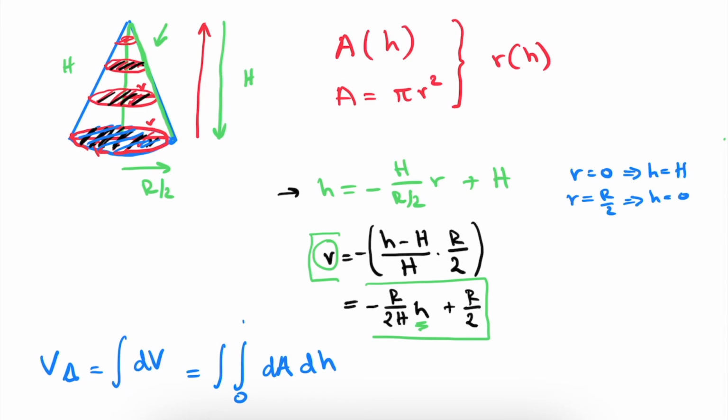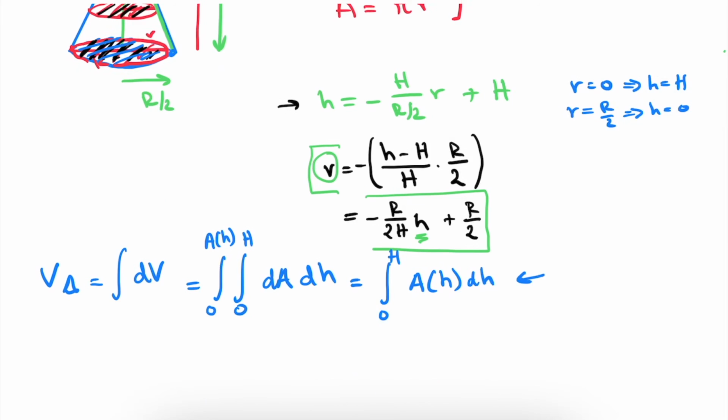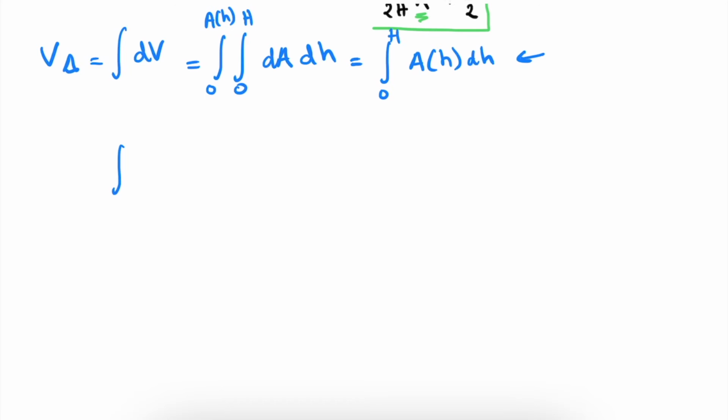H we integrate from 0 to capital H, simply from the base to the top of the cone, and the surface we integrate from 0 to this variable surface, which is a function of h. This can then be rewritten as a single integral from 0 to capital H of this variable surface, which is dependent on h, dh. And this is a simple integral that we can now solve. So we get the integral from 0 to capital H.